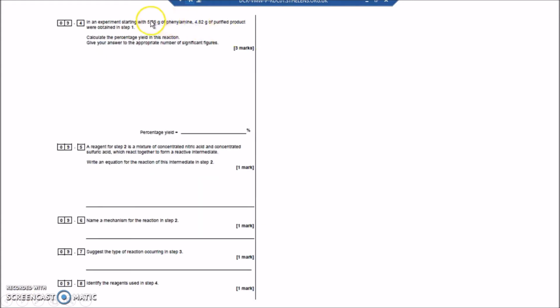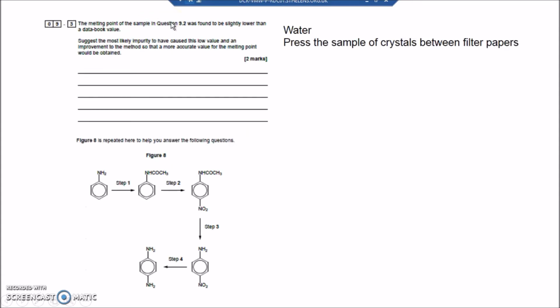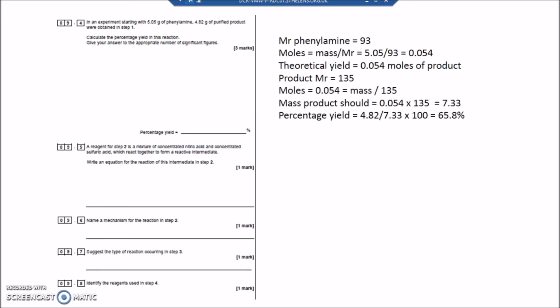So what have we got here? We've got 5.05 grams of phenylalanine. Well, we know what phenylalanine is. It's like this. There's 1, 2, 3, 4, 5, 6 carbons in a ring. Every carbon here has got a hydrogen on it. So there's 1, 2, 3, 4, 5 hydrogens, an N and 2 H's. So you've got 6 times 12 for the carbons, 4 times 1 for the hydrogens, and you've got 14 for the nitrogen and 2 more for the 2 hydrogens. So you can work out the Mr. The Mr of phenylalanine comes out as 93.